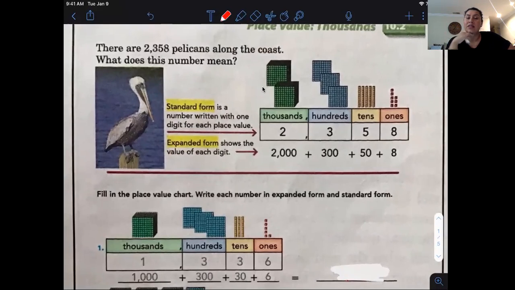2,000s, those are the thousands, there's 2 of them. 300s, there's 3 of them there, and 5 tens. Do you see the 5 tens? 1, 2, 3, 4, 5, and 8 ones. That's the standard way of writing it.